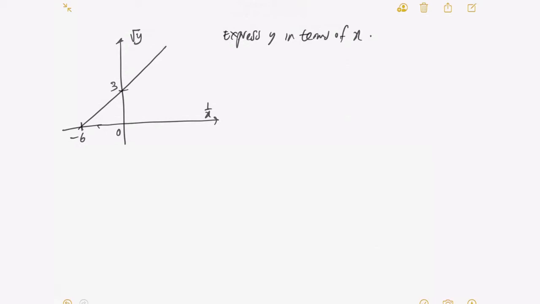Remember, the bottom line is for linear law, we want to form the equation of a straight line, right? So we can find the gradient by using negative y-intercept over x-intercept. In this case it is half. I can find my y-intercept, which is 3. Now, you know the equation of a straight line is y equals mx plus c. My gradient is half, my y-intercept is 3.